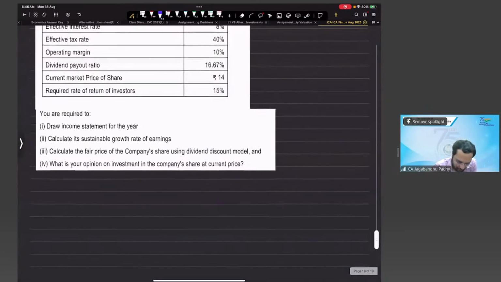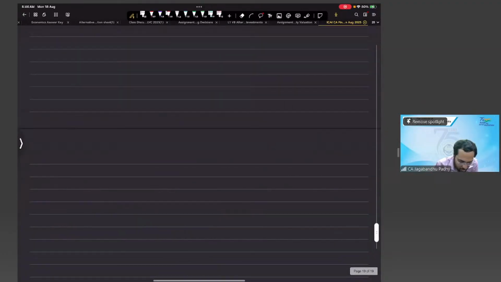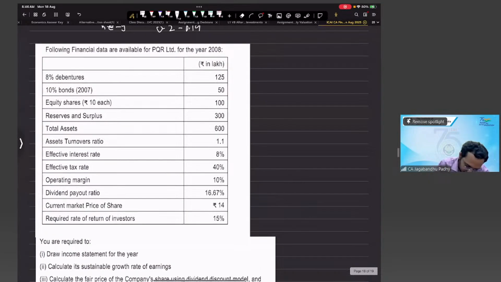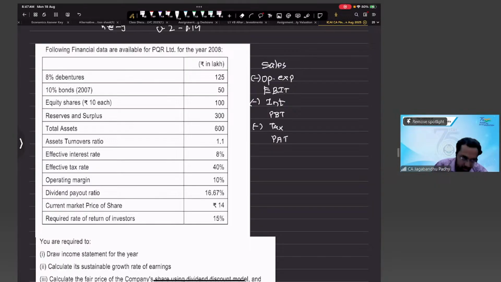Fine. So let's just prepare the income statement over here. For that, I'll give you the format of the income statement. Can you just fill it up with numbers? Yes, sir. Sure. Okay. So you start with sales. Then you subtract the operating expense, which will give you EBIT. From that, you subtract the interest, which will give you PBT. From that, you subtract the tax, which will give you profit after tax.